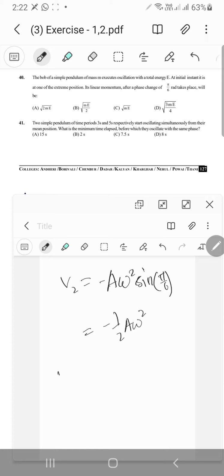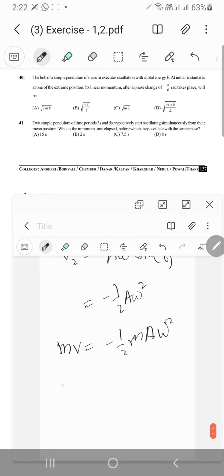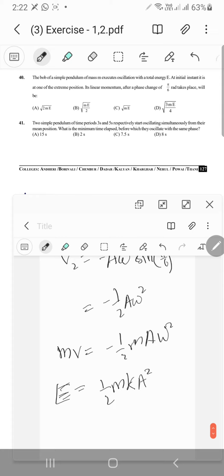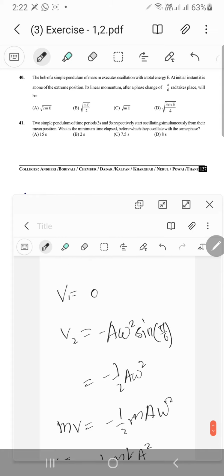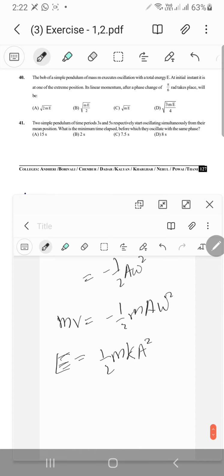So what do we need to find? Our linear momentum mv will be minus 1 by 2 m a omega squared. Our energy E is half k, so it's like half m k x squared. x squared is just a squared in this case. Did I just miss something? Its total energy is E. Okay, so first of all, k is m omega squared. A squared. Looks correct.